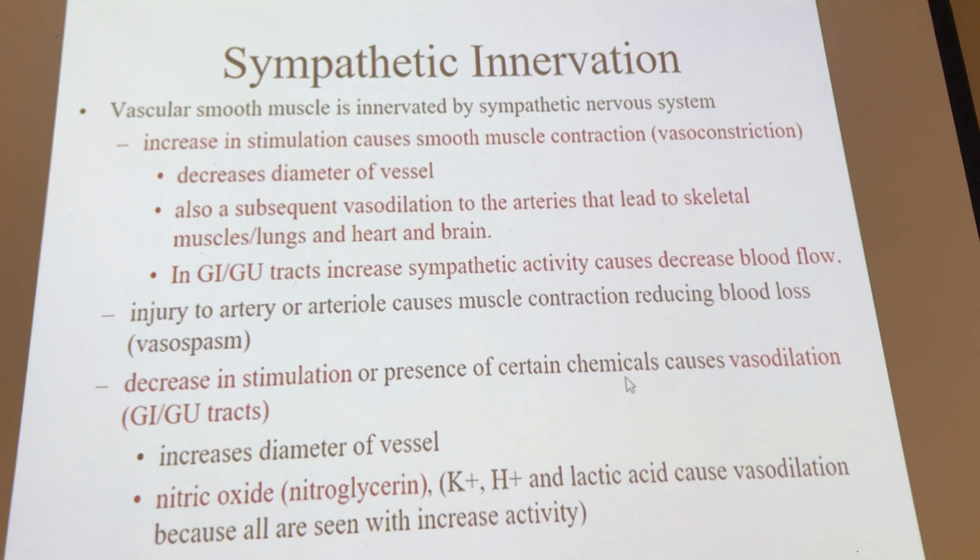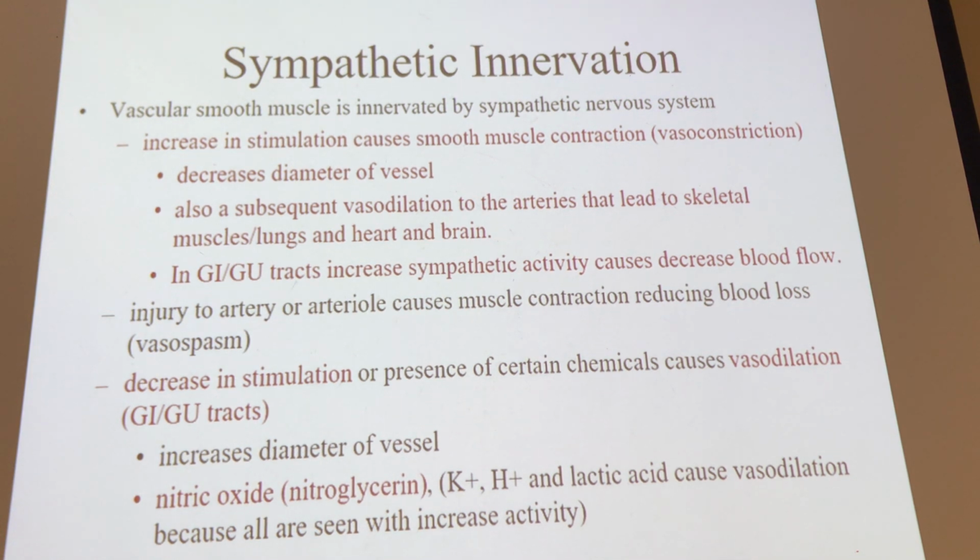Decrease in stimulation or presence of certain chemicals causes vasodilation. In other words, in the absence of sympathetic output, you have more relaxation in the GI-GU tracts. So it's not that you activate the parasympathetic and then you increase the blood flow. Well, in terms of smooth muscle in the arteries, there are no parasympathetic innervations there. There's no connection to the parasympathetic nervous system in the arteries and the smooth muscle of the arteries.